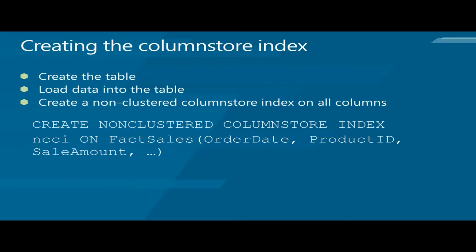So a column store index is different from an existing B-tree index in that it has no key. There's no notion of a key in a column store index. You just list out all the columns you want to include in the index, and it creates a second copy of the data in a second form on disk that's in that column store format that I showed you in the earlier diagram.